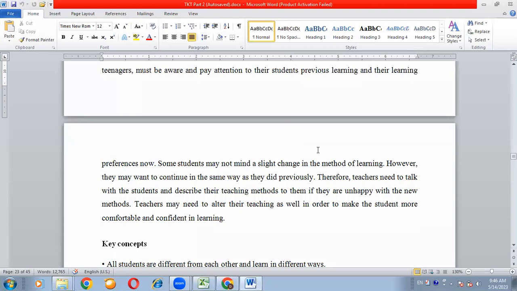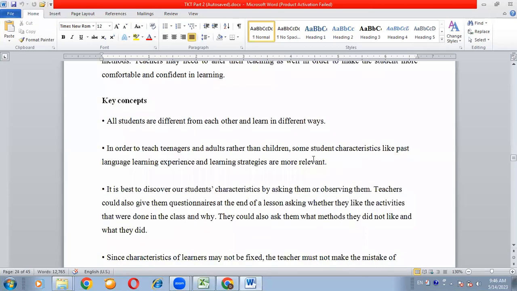Okay, that's what we learn in these lessons, and there are key concepts we look at. All students are different from each other and their learning is different. එයාලගේ knowledge එක වෙනස්, maturity එක වෙනස්, learning styles වෙනස්, we should understand. In order to teach teenagers and adults rather than children, some students' characteristics like past language learning experience and learning strategies are more relevant.